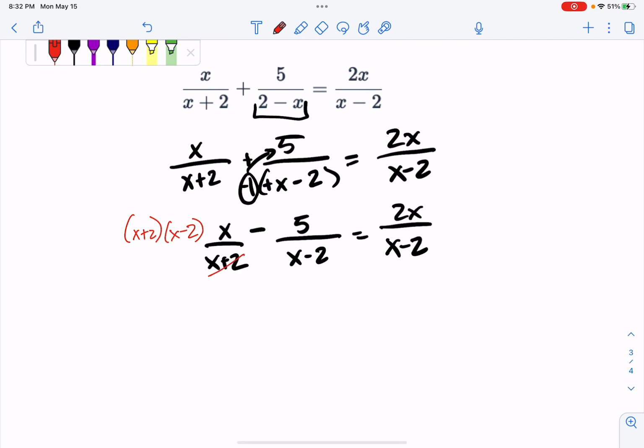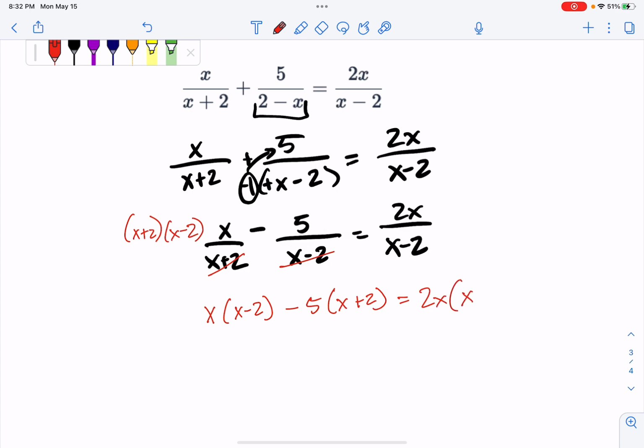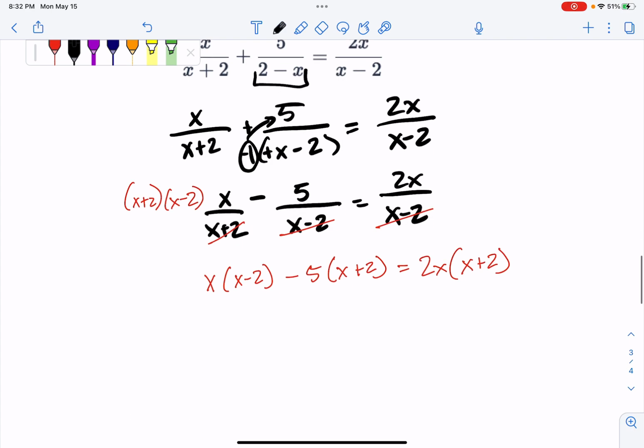The plus 2 is going to cancel out here, leaving me with x times x minus 2 for that first term. And then we're going to have -5 times x plus 2, again because the x minus 2 is going to cancel out, equals 2x times x plus 2, because the x minus 2 will cancel out. Now we need to distribute, move everything to one side, and see if we can factor this.